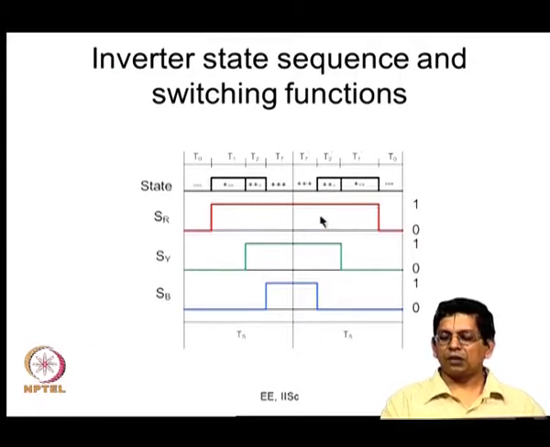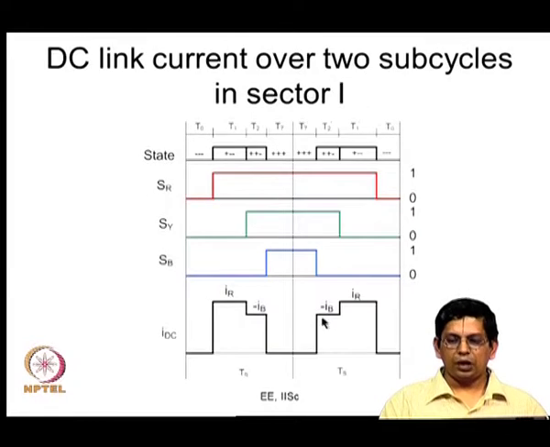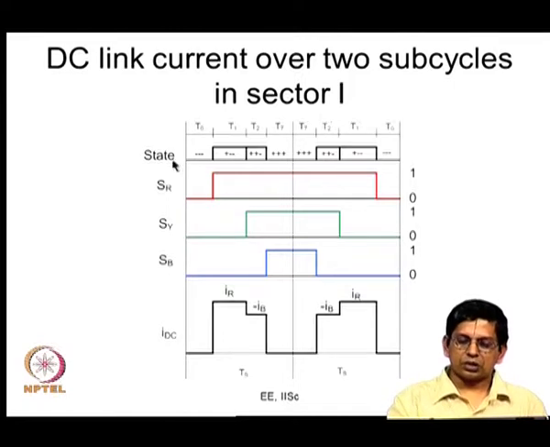So, in this interval R phase top device is on. In these two intervals R phase bottom device is on. The same way about Y phase. Here the Y phase top is on. Here the Y phase bottom is on. So, now this is the inverter state sequence over 2 sub cycles, and this is how the switching functions SR, SY and SB vary. Now, how does the DC link current vary? So, we have just reproduced this state and the switching functions from the earlier graph.